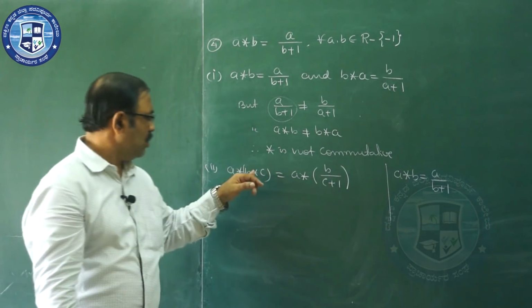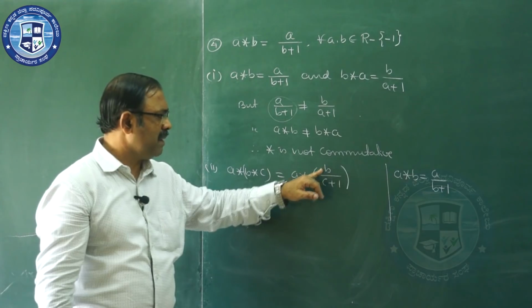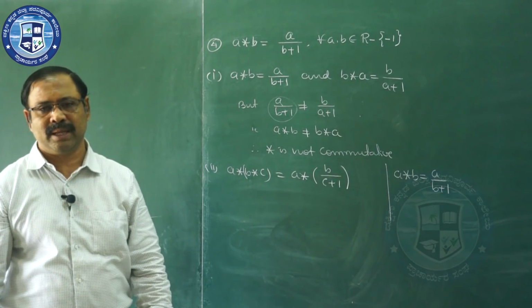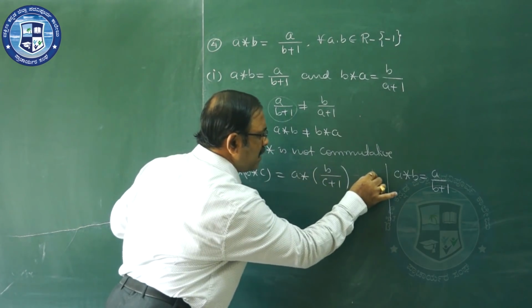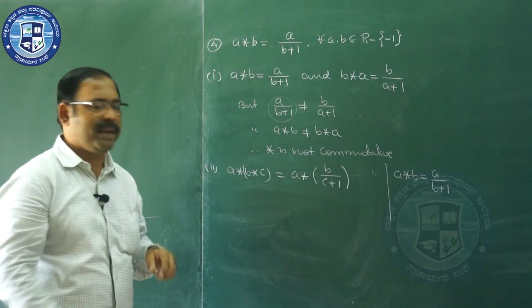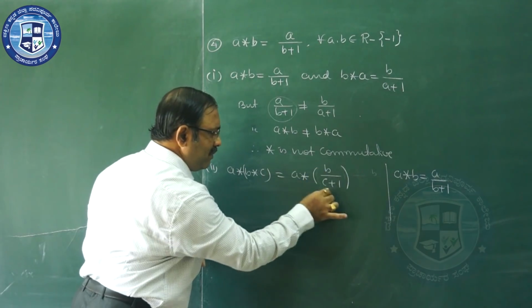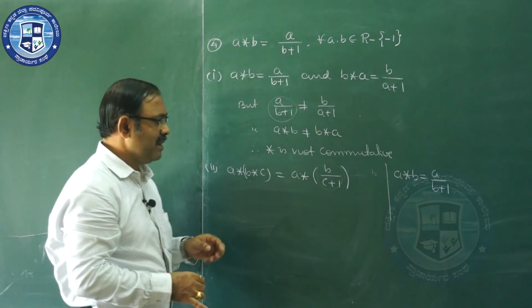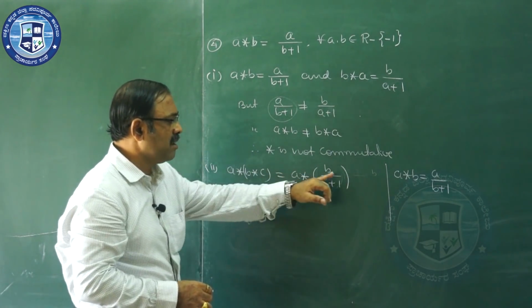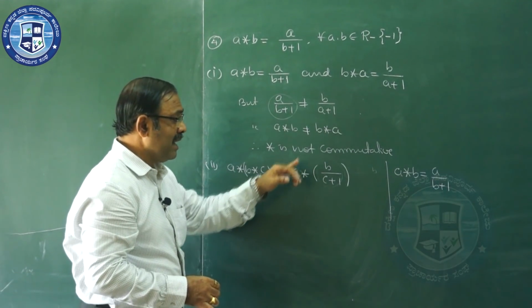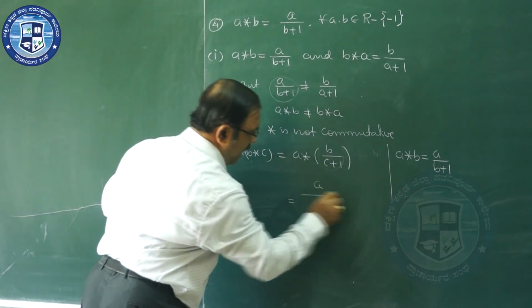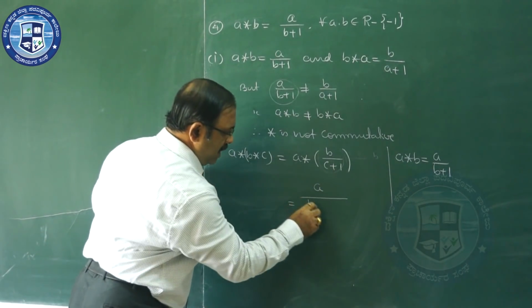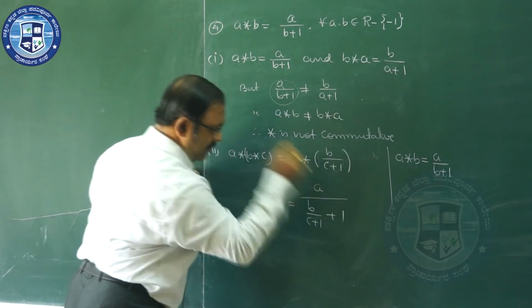Correct? So, what is B star C? B by C plus 1. Now, what is this? Take this entire term as B. What do you get? A star B. What is that? A by B plus 1.